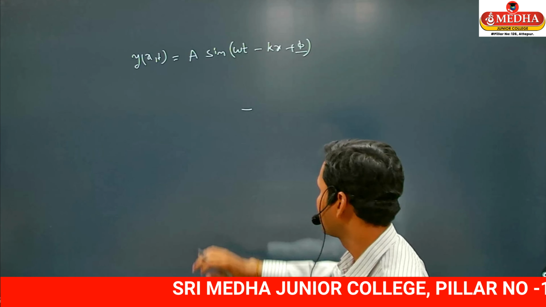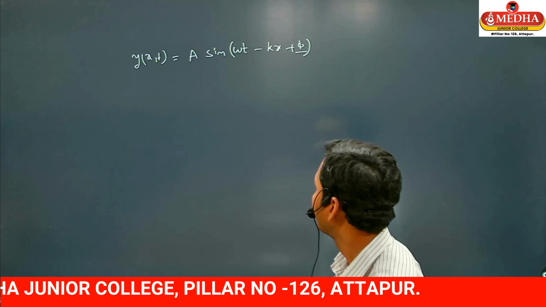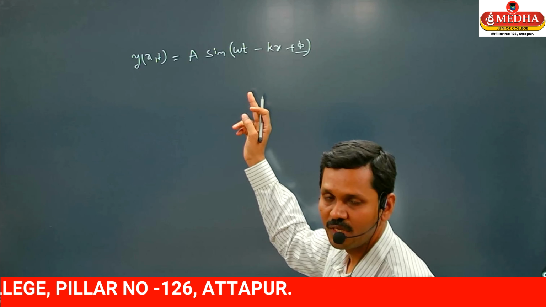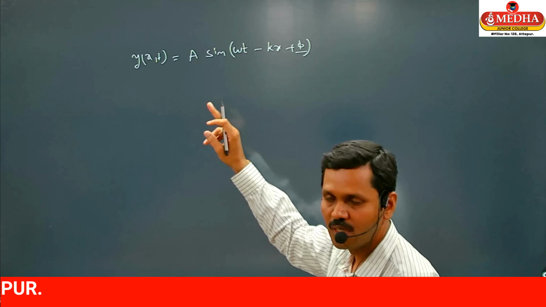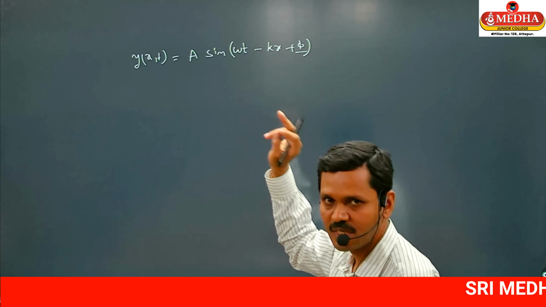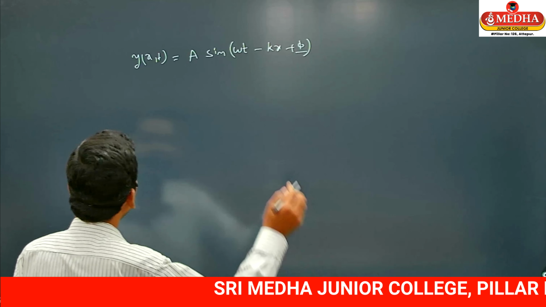This is the displacement equation here, where a is the amplitude, omega is the angular frequency or angular velocity, k is the propagation constant, and phi is the phase difference. Okay, next, one example problem I am taking here.